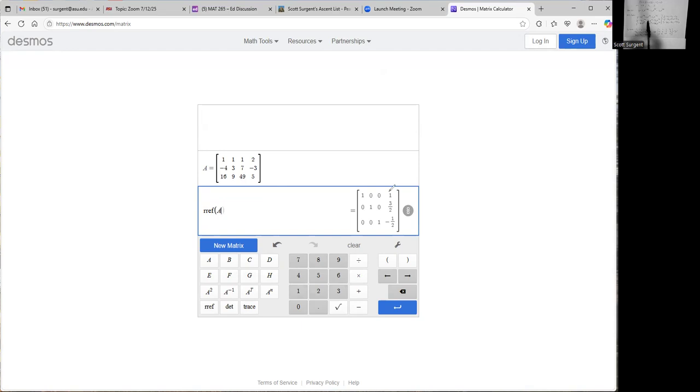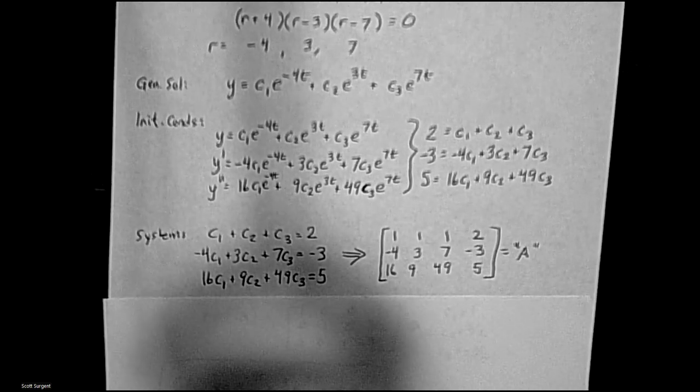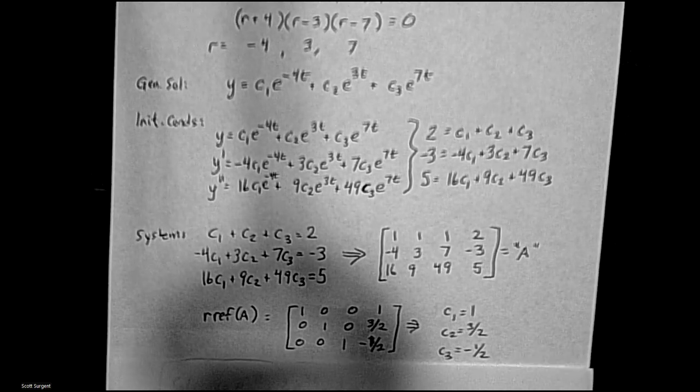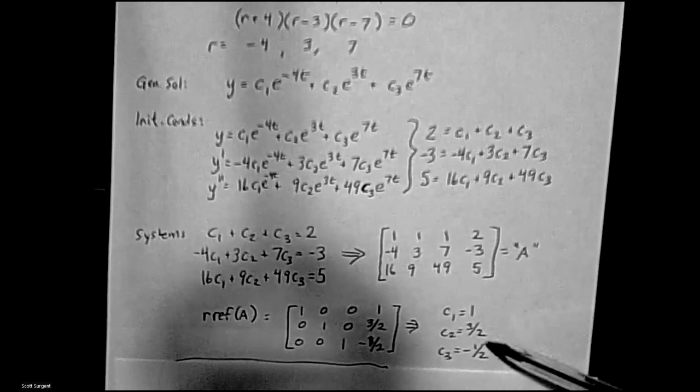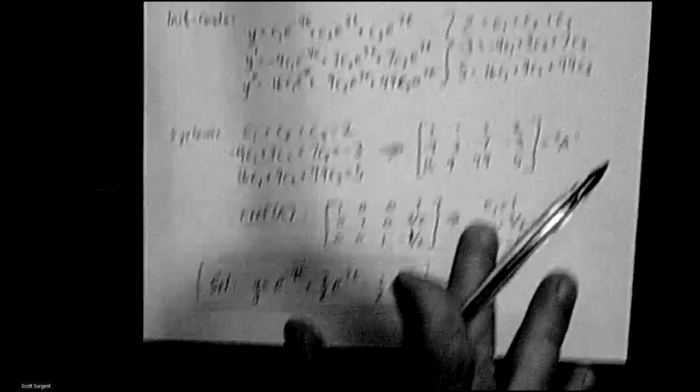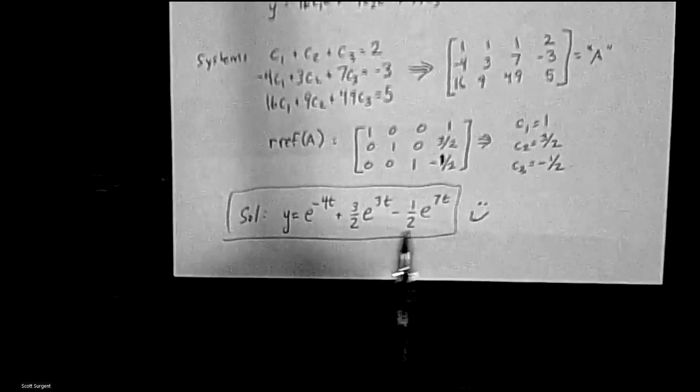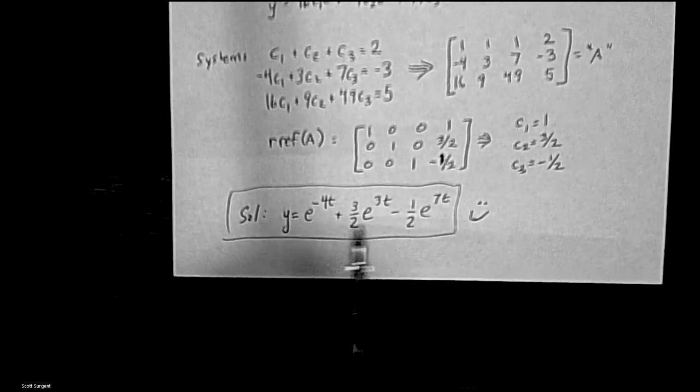So that means that c1 is 1, c2 is 3/2, c3 is -1/2. All right, I found them that fast. So I go back to my paper here. I just wrote down here's the reduced row echelon form. Here's c1, c2, and c3. And I just put them into their positions, and that's my specific solution.